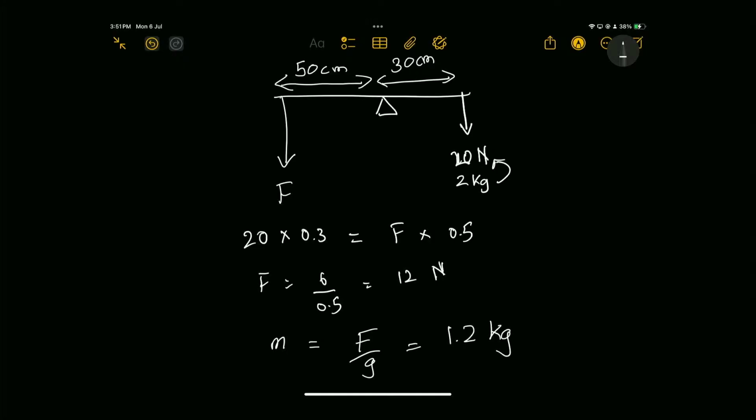Now if this force F, we moved it closer to the pivot, so if we moved F to this point here now, will that increase the moment or decrease the moment due to F?